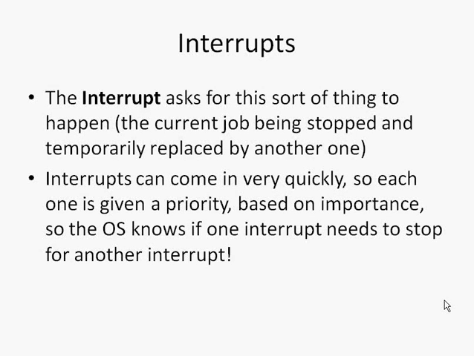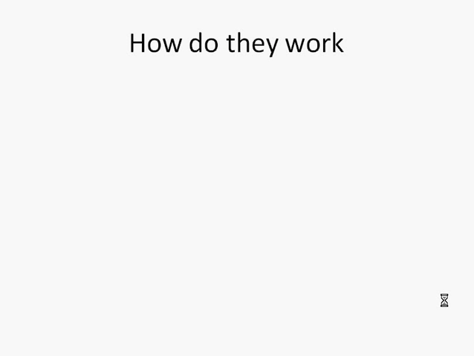Interrupts can come in very quickly, so each one is given a priority based on its importance. So the operating system knows if one interrupt needs to stop for another interrupt. So how does this all work? If you can remember this, you'll be doing well.